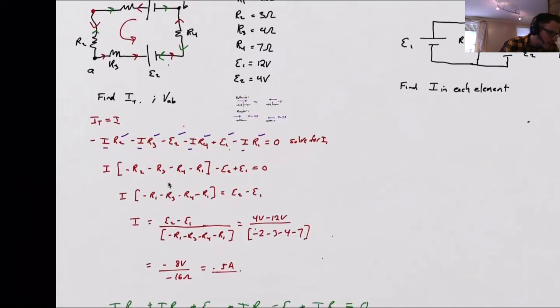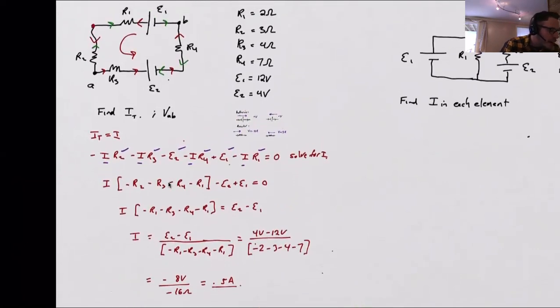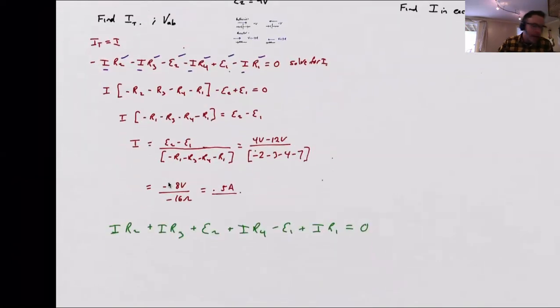Let me just double check that because, gosh, I should have just gone back and erased the red, it's way harder to look at this with both. Green, yes, green is pointing to the right, so I flow from the positive terminal to the negative terminal, so I lose the E1. Okay, so again, we put a check mark next to what we know, underline what we don't. We see the only unknown here is I.